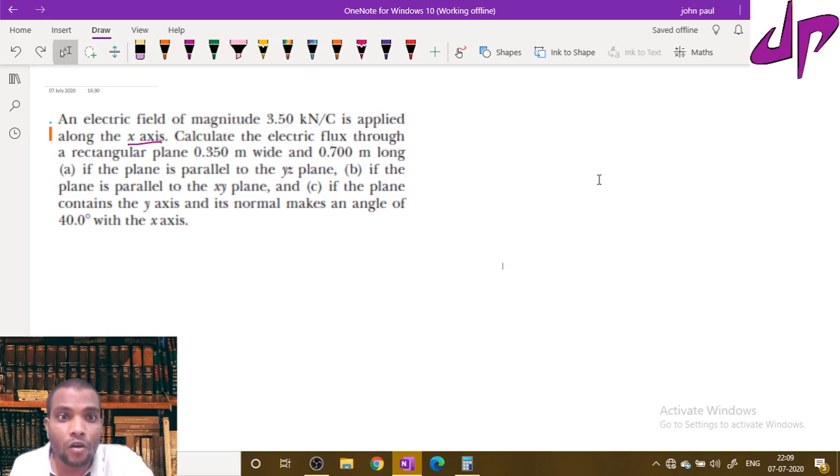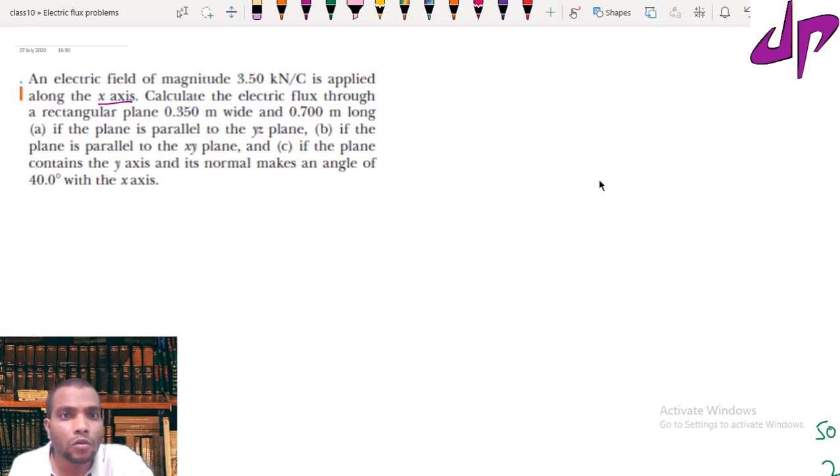An electric field of magnitude 3.50 kilo Newton per coulomb is applied along the x-axis. Calculate the electric flux through a rectangular plane 0.350 meter wide and 0.700 meter long if the plane is parallel to the YZ plane. So that is the first case.